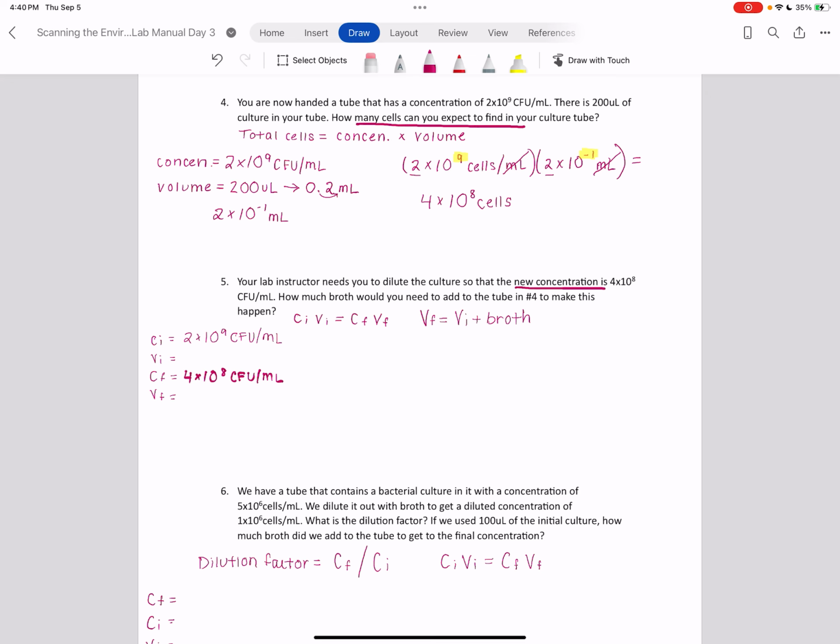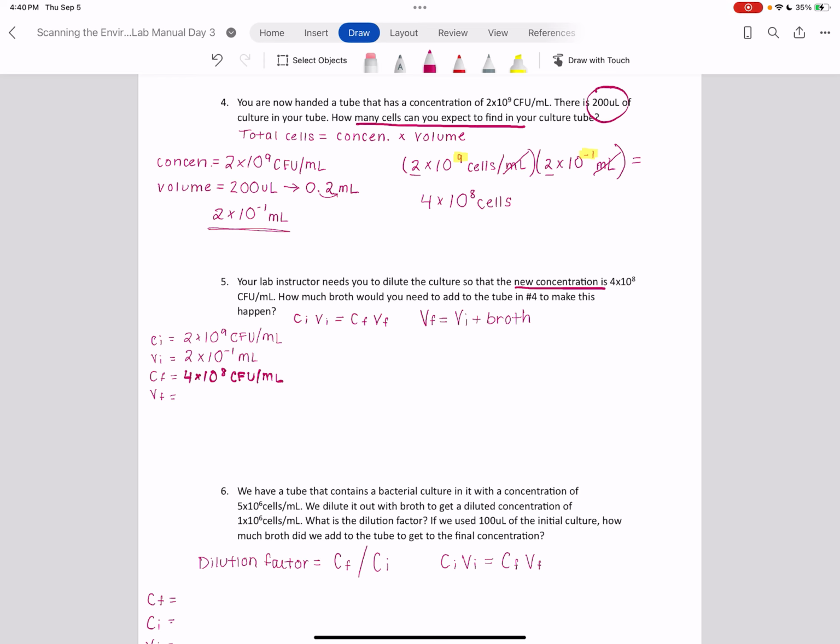Now we can approach some volumes. We are told that we take the culture from the previous problem, and actually we're given our initial volume as well. It's up here, this 200 microliters. Again, we can write this in scientific notation, and instead of walking through this again, I'm going to just take this value that we've already figured out. So 2 times 10 to the negative 1. And again, bring down my units, we have some milliliters.